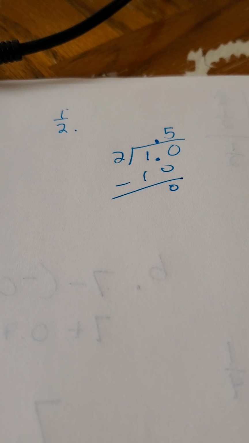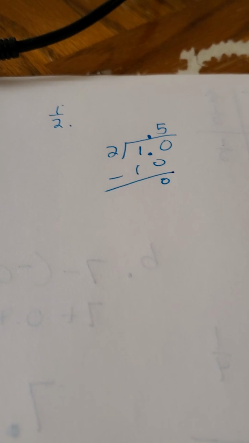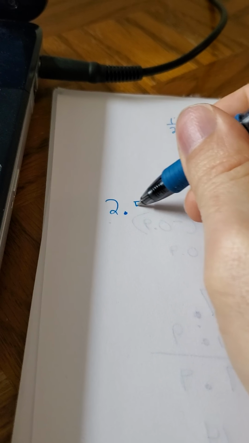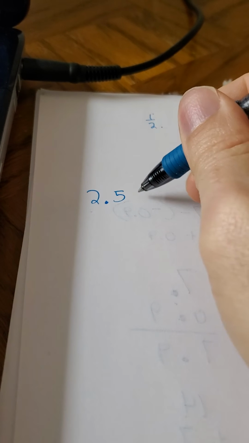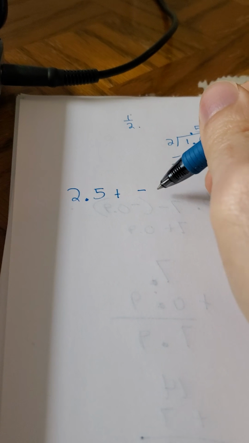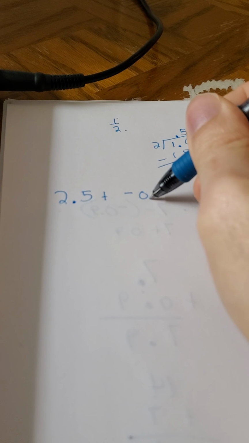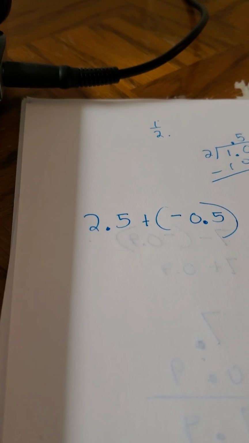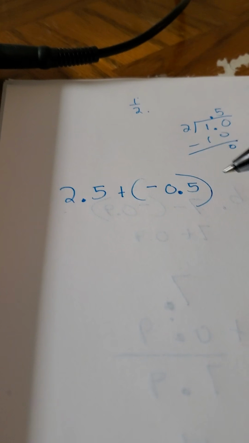So whenever you see a problem like that, usually you either have to change the decimal or the fraction. You can't have a fraction and a decimal. Eventually you have to do one or the other. Okay, so we have 2.5 plus a negative 0.5. Or you could just write 0.5. It's the same thing.